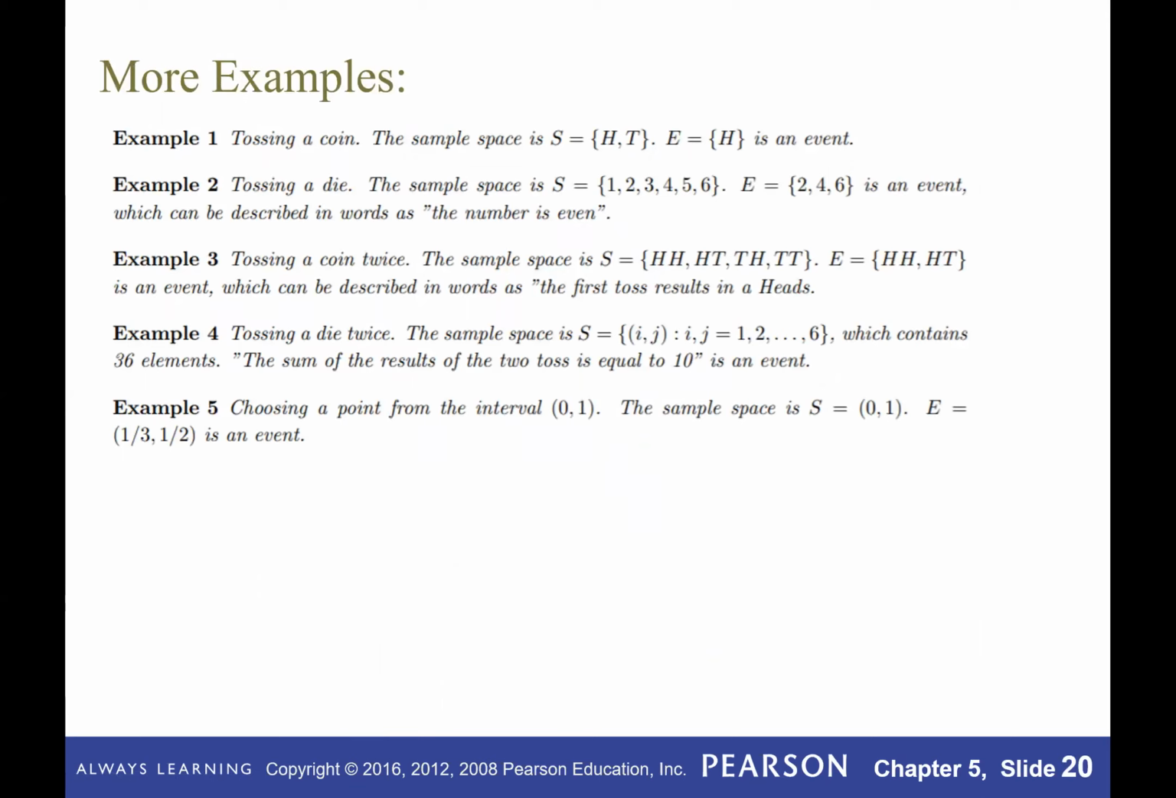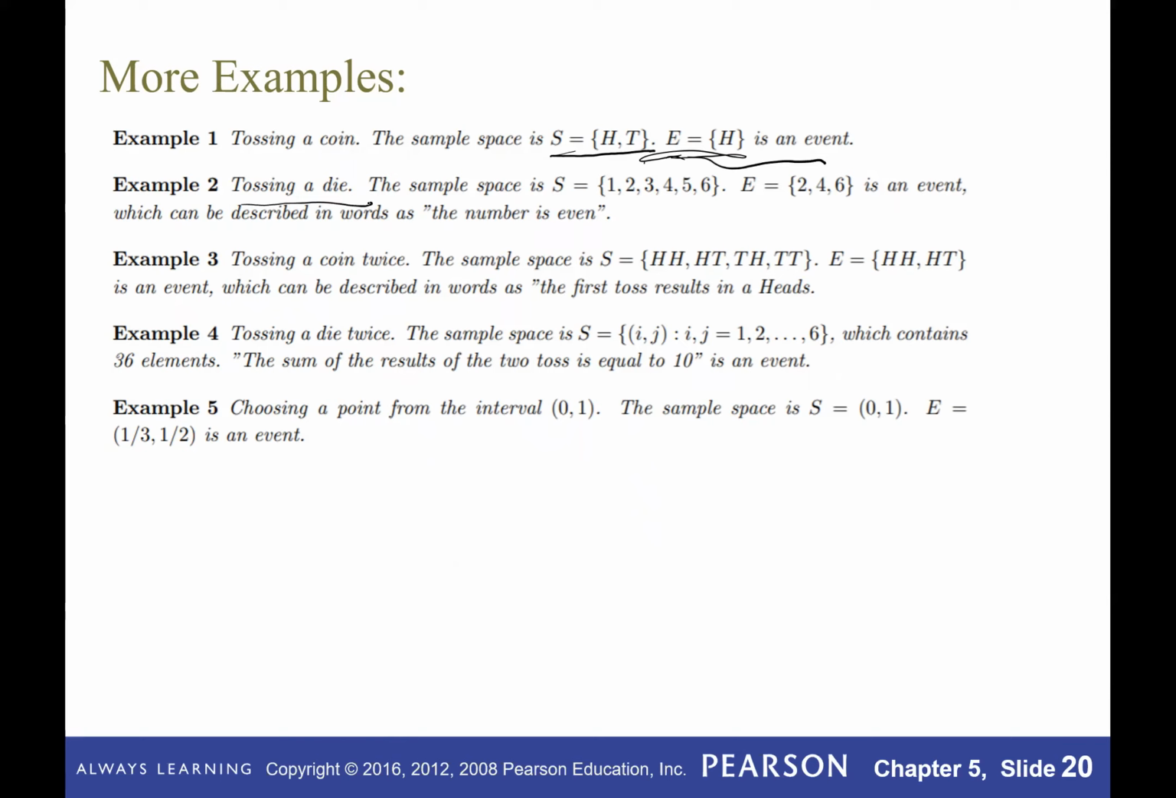So we'll go over some more examples. The first one is tossing a coin. That means we have 2 outcomes. So the sample space is H, T, and E equals H. This is a subset of the sample space. So this is an event.